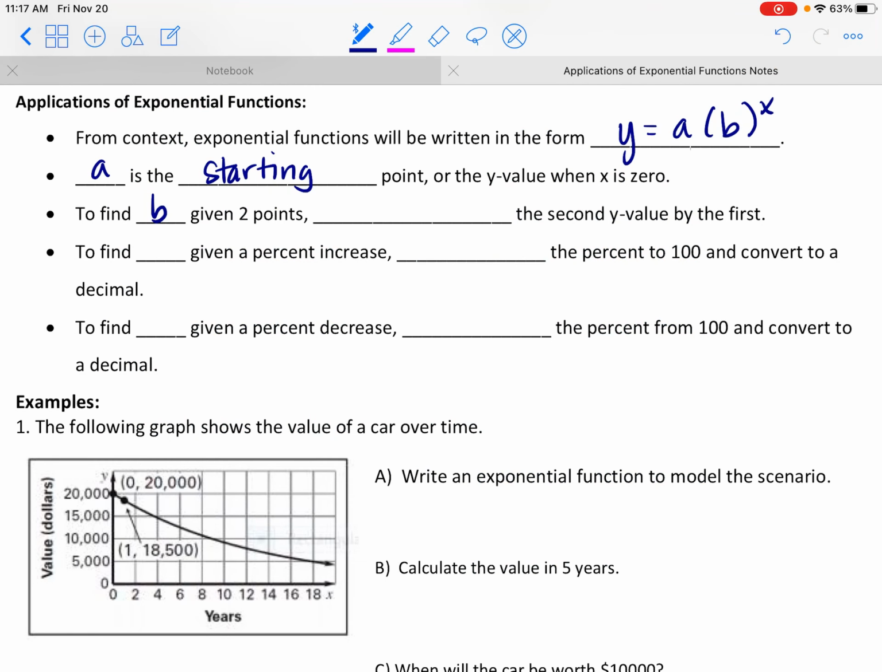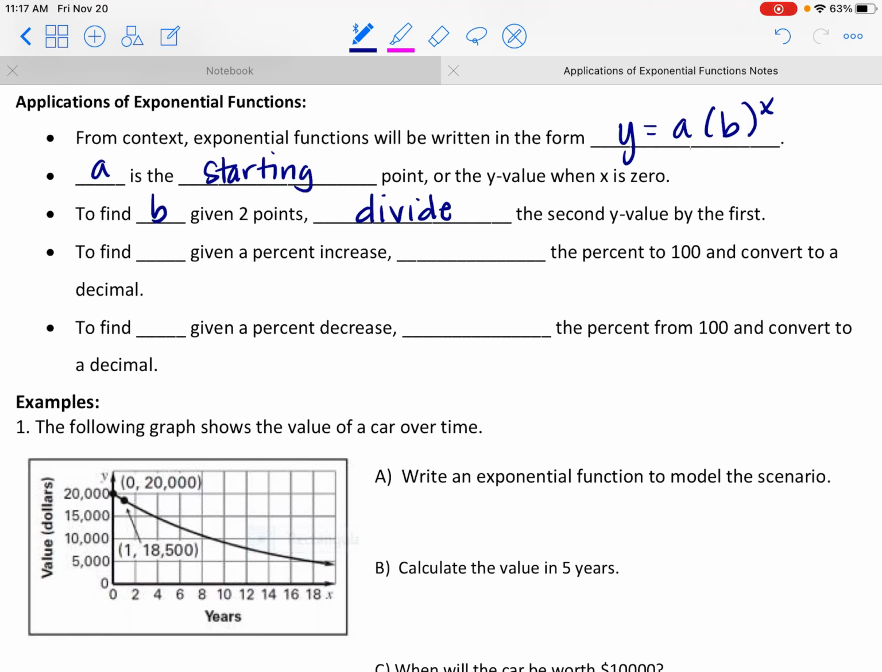So to find that b, that base of our exponent, if you're given 2 points, what you're going to be concerned with are the y values. Take the second y value and divide it by the first one, or really any 2 consecutive y values. Take 2 consecutive y values and divide them. Just make sure it's the latter one divided by the previous one. So you can always divide y values to find that base of that exponential.